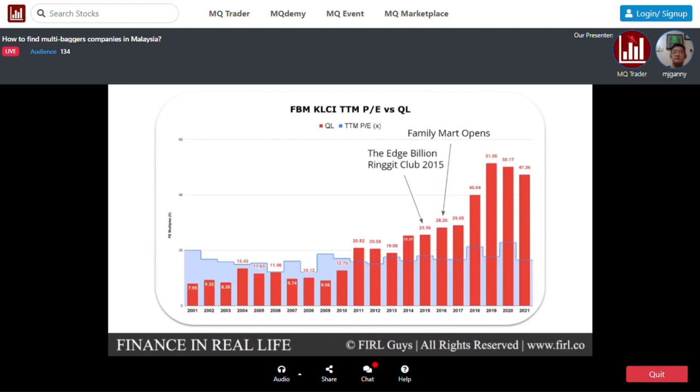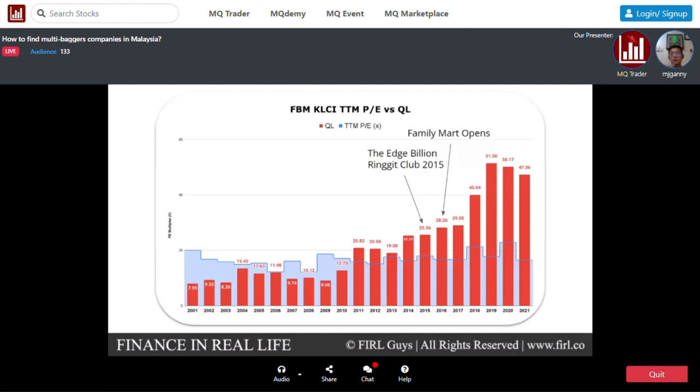To give you a case study, QL Resources. All the way leading up to 2010, almost 2011, they were always trading below the KLCI. Then in 2015, they appear on the edge. So now people start to take notice of them and start seeing their quality. And then, of course, they bought Family Mart in 2016. So suddenly, because of these two, starting from 15, 16 onwards, people start to pay attention to them.